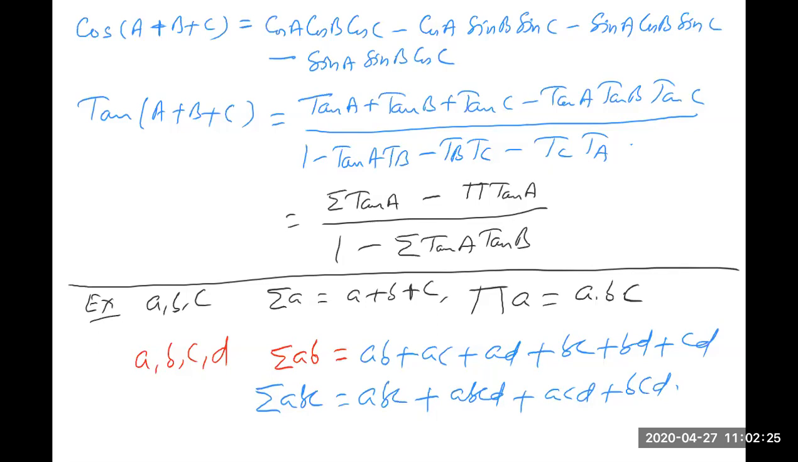So now I think you understood this formula, summation of tan A. As I am talking about the 3 angles, it will be tan A plus tan B plus tan C minus product of tan A, meaning tan A tan B tan C, upon 1 minus summation of tan A tan B, meaning in the pairs AB, BC, CA. So tan A tan B minus tan B tan C minus tan C tan A.